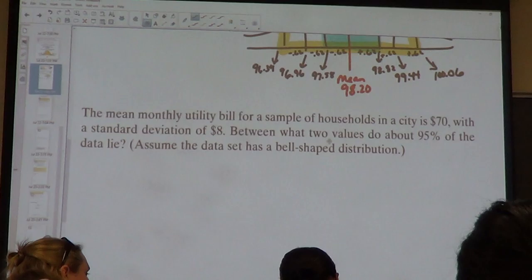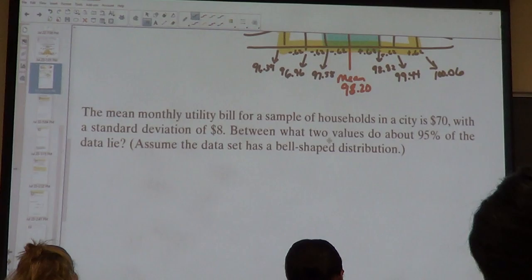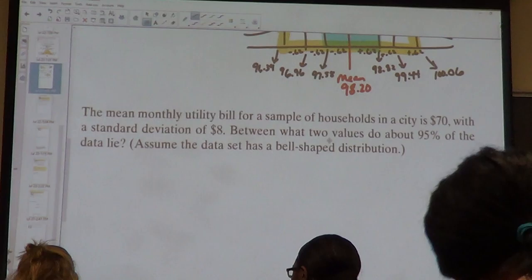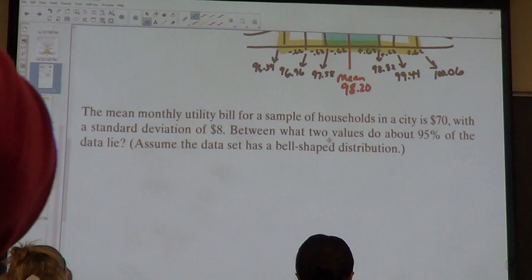The empirical rule is 68, 95, 99.7. How many times do we add and subtract? You always go to the left, to the left, to the left, to the right, to the right, to the right, because it's always three jumps. Because 68 is one jump, 95 is two jumps, 99.7 is three jumps.